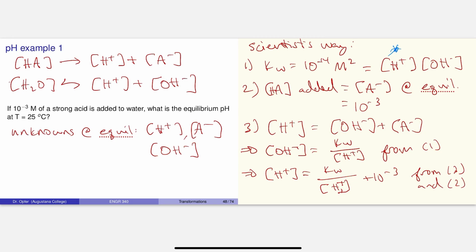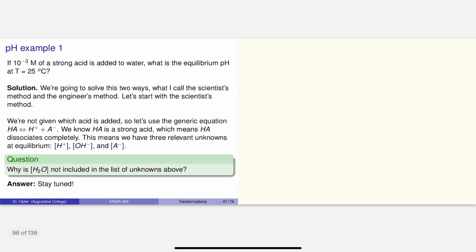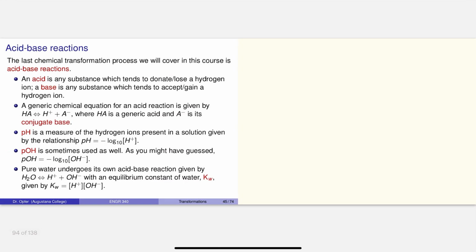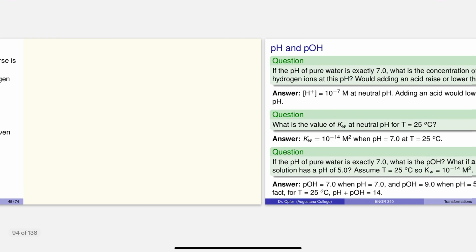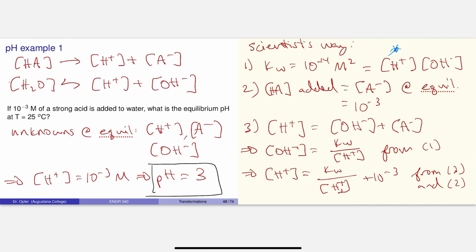This is just a quadratic equation for H plus, and so we can solve this, and we'll get H plus is equal to 10 to the minus 3 moles, which tells us that pH is equal to 3, because of the relationship between pH and H plus. pH is negative log base 10 of H plus. So that's where I got that.